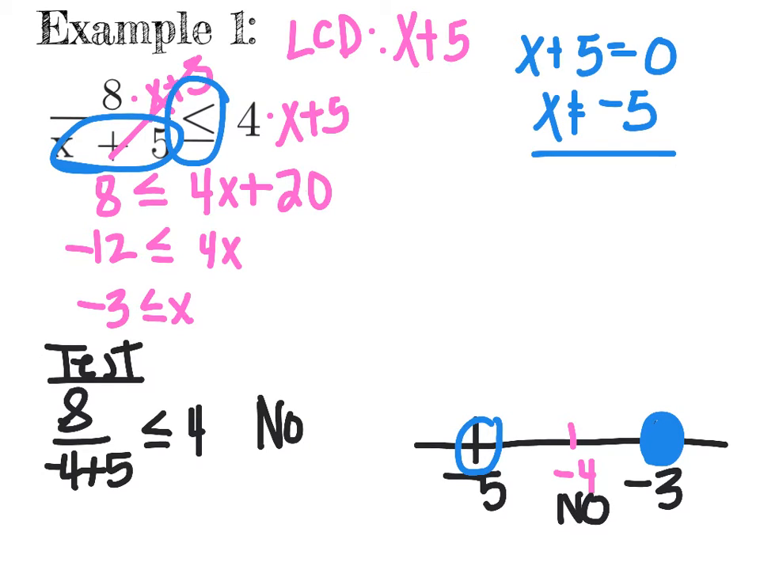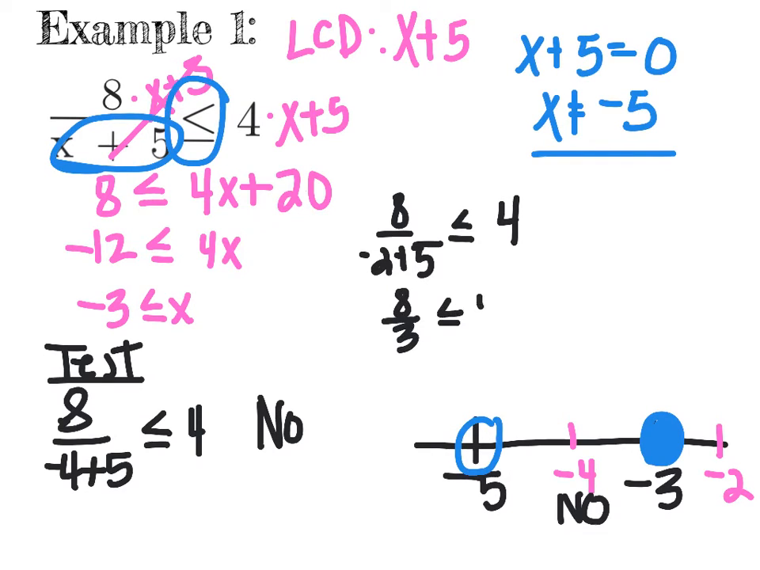So now we need to test another value. Let's test negative 2. We're going to plug negative 2 into our inequality. So 8 over negative 2 plus 5. Is that result going to be less than or equal to 4? Well, that'll be 8 over 3. 8/3 is less than or equal to 4. So that checks. And then let's test one more over here, negative 6.